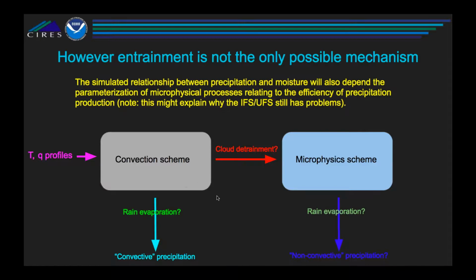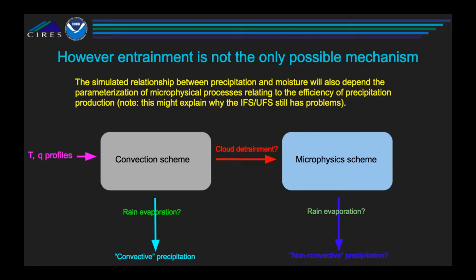There's another side to this coin, which has to do with microphysical parameterization and treatment of the efficiency of precipitation production for a given input moisture profile. If you think about your model physics as receiving temperature and moisture profiles as input on the left, then the convection scheme acts on these profiles first, and it has to make choices about how much cloud is detrained to the microphysics scheme on the far right. Both the convection scheme and the microphysics scheme then have parameter settings that determine how much rain comes out, and from that rain, how much is evaporated before it reaches the surface. So in addition to entrainment, there's a whole other side of this coin which relates to microphysical processes.